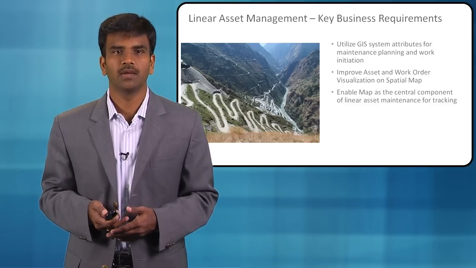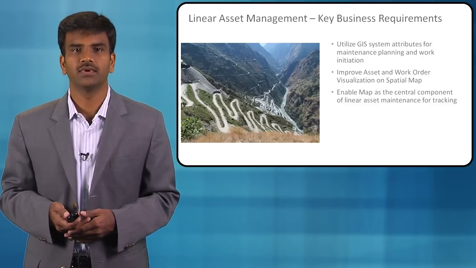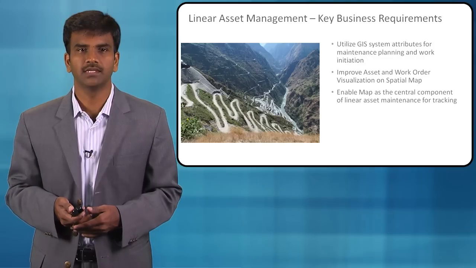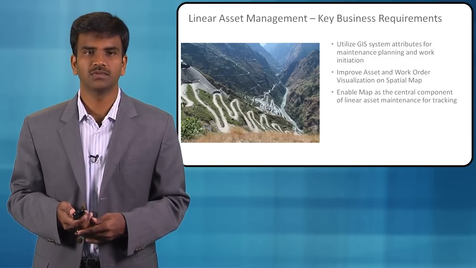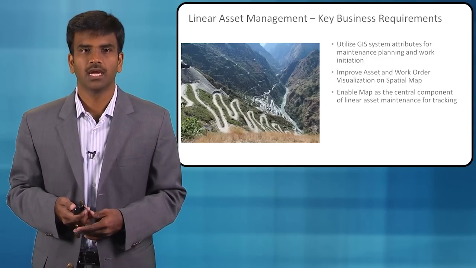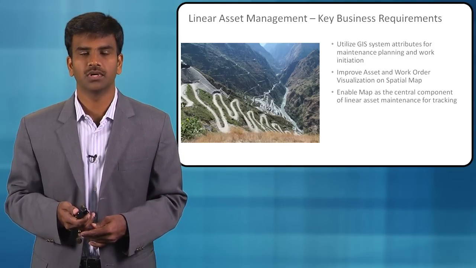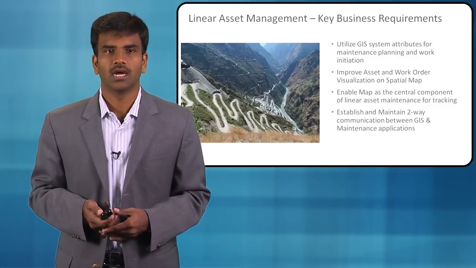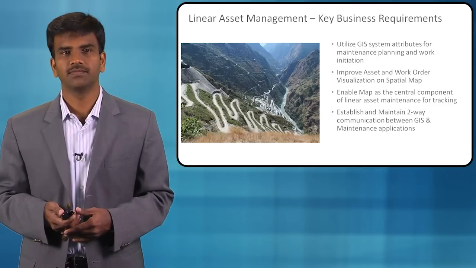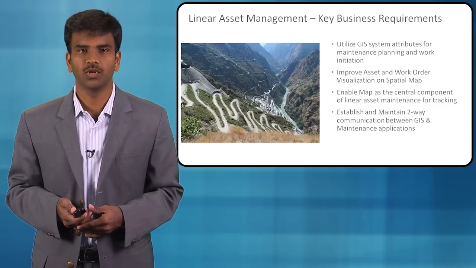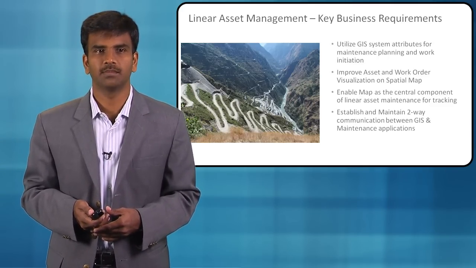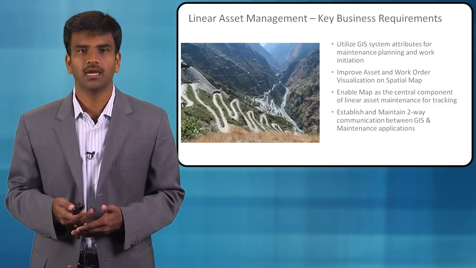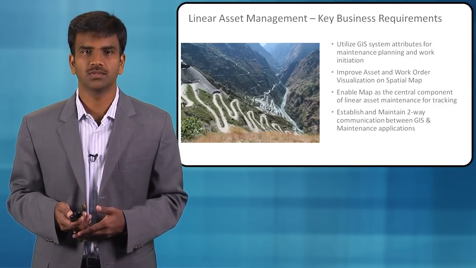And also we want to enable the map as a central component of linear asset maintenance for tracking, because it enables more visual based maintenance, and people will be able to visualize the assets and work orders on the map, and it will be far easier for them to trigger any maintenance action from the map itself. And the other main thing is we want to establish and maintain a two-way communication system between GIS and the maintenance application, so that these two systems are integrated in a seamless manner, and there is always an information flow between these two systems seamlessly.